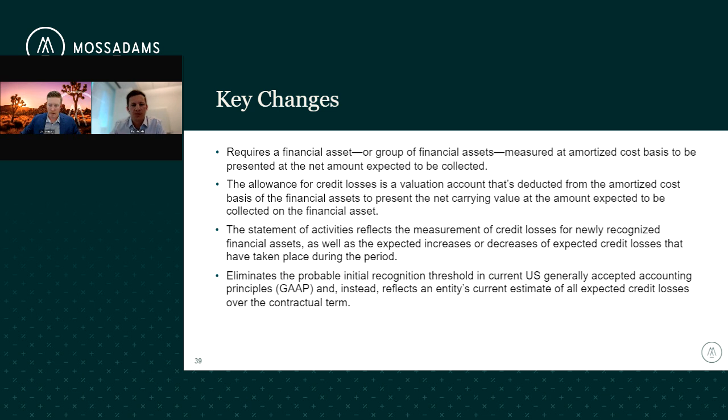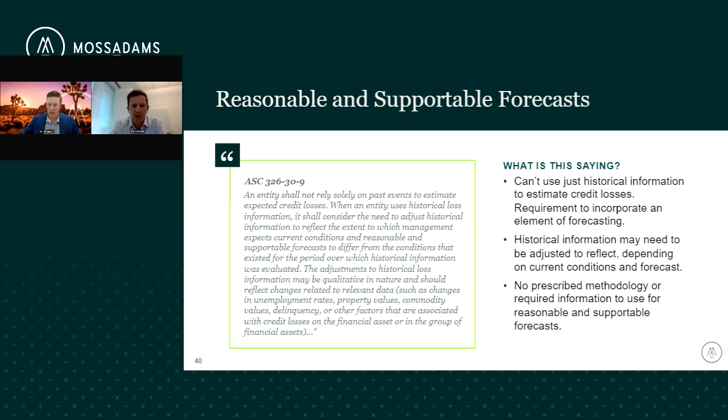A big change with this new standard is that management cannot rely solely on historical information. Historical information could be used, but it has to be adjusted for current conditions using reasonable and supportable forecasts. Again, instead of recording a loss as it happens, you're recording that loss up front, which reflects the entity's current estimate of all expected credit losses over the contractual term.